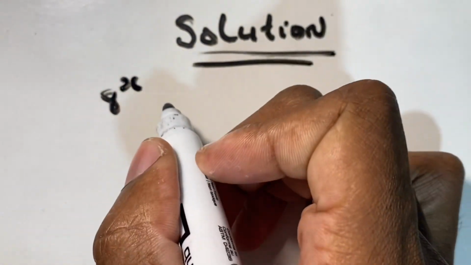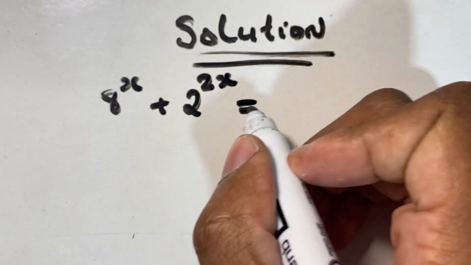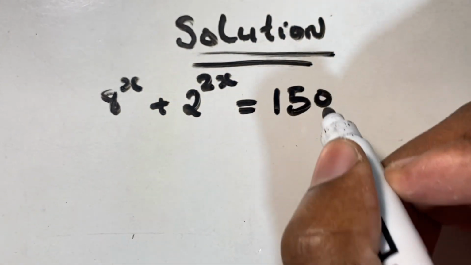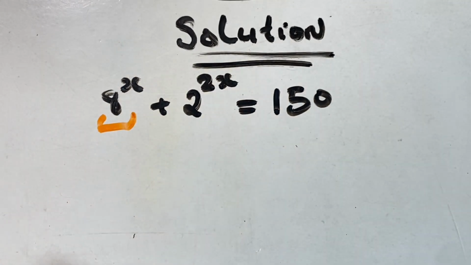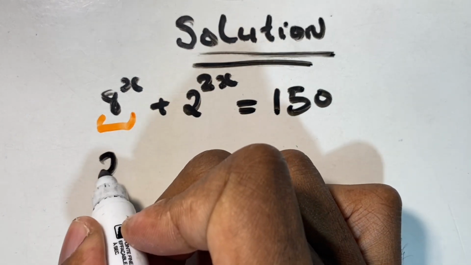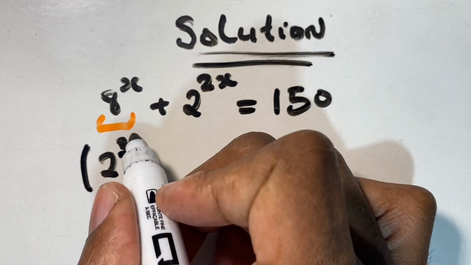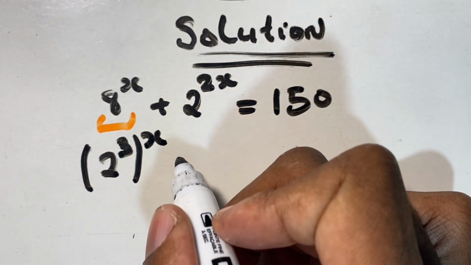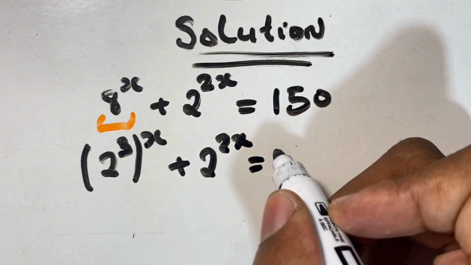So our problem states that we have 8 to the power of x plus 2 to the power of 2x is equal to 150, and we are asked to find the value of x. We start by simplifying 8 to the power of x. 8 to the power of x can be rewritten as 2 to the power of 3, in brackets, powered by x. And so we just rewrite 2 to the power of 2x is equal to 150.